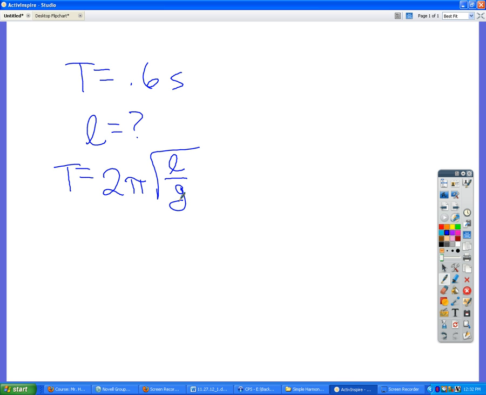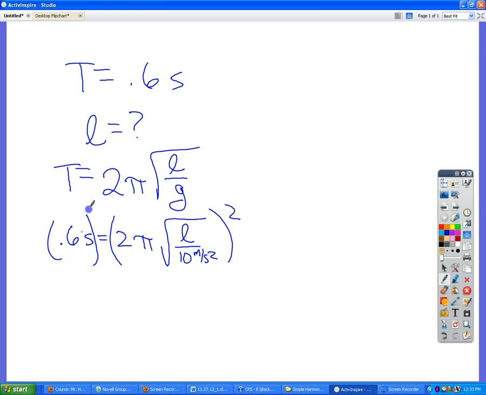Let's plug everything in that we know. We know that the period is 0.6 seconds. 2 times pi times the square root of L, which we don't know, but we do know that gravity is 10 meters per second squared. First thing we need to do is go ahead and square both sides. So we're going to square the left and the right side. When you square the left side, you get 0.36 seconds squared is equal to 4 times pi squared. And then this gets rid of the radical or the square root. We end up with L over 10 meters per second squared.